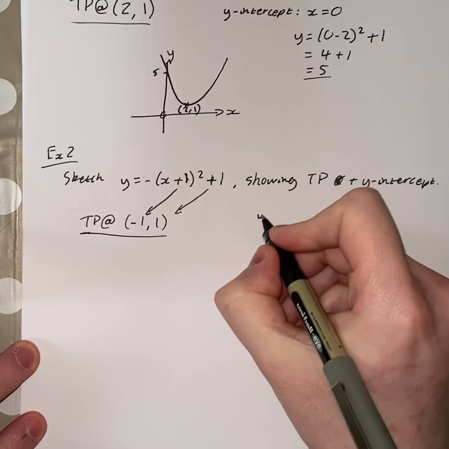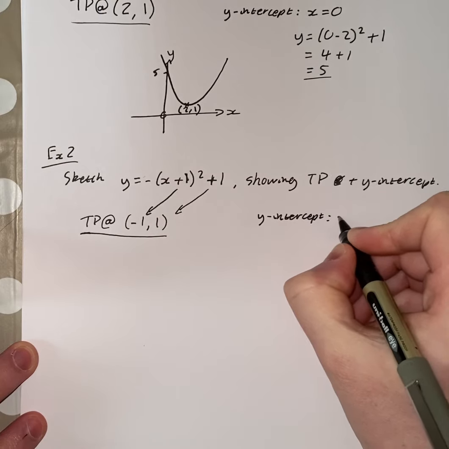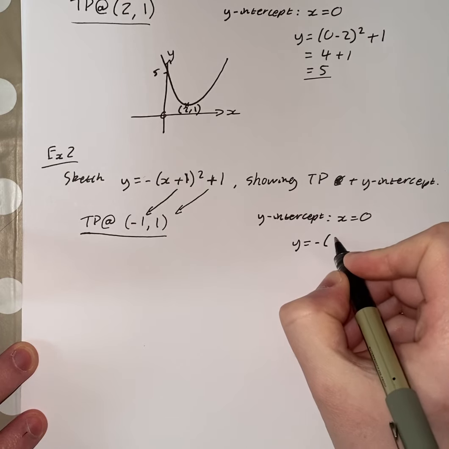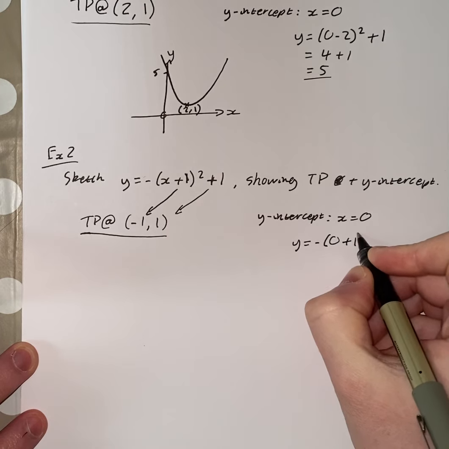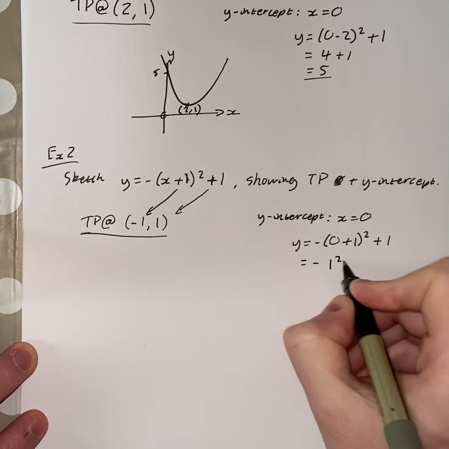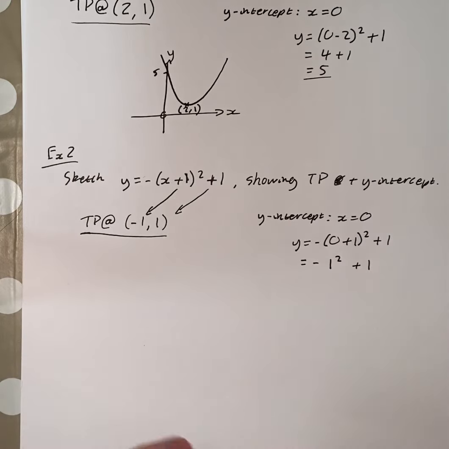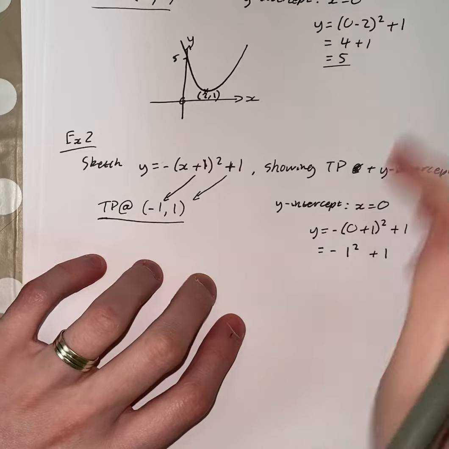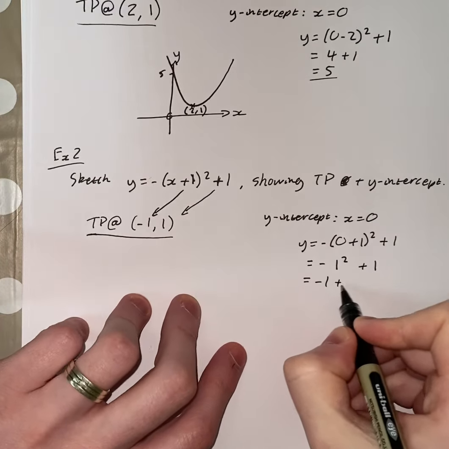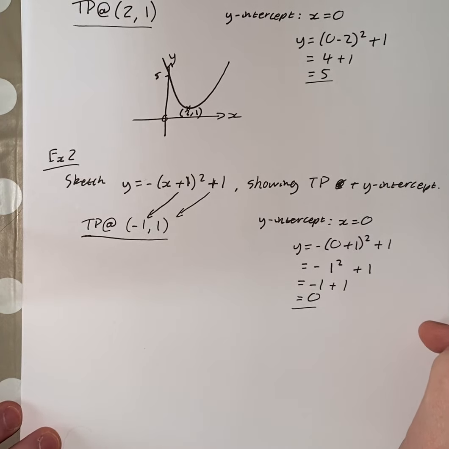For our y-intercept, again, we're going to say that x equals 0, so y is going to be negative (0 plus 1) squared plus 1. So that is going to be negative of 1 squared, plus 1. Just note, this is not (-1) squared. This is 1 squared and then turned into a negative. So it's going to be -1 plus 1. So it's actually 0.